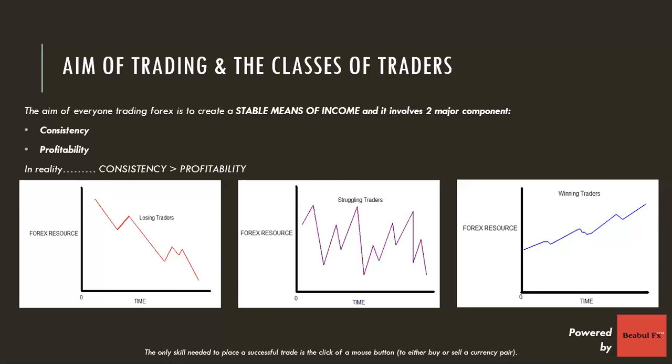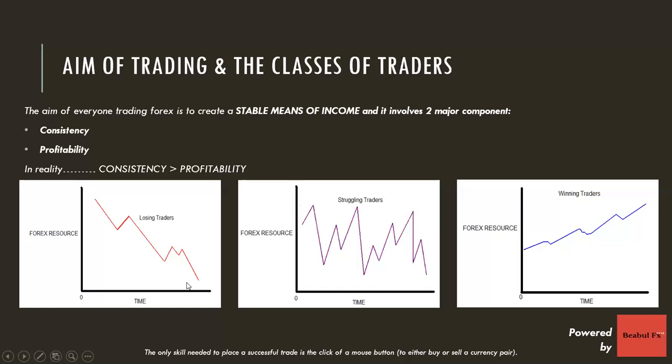We have 3 classes of traders. First, we have the losing traders. These are the traders who really don't know so much about Forex, but they've heard about Forex from motivational speakers and they've gotten so hyped. Then they put some income into it, and immediately they put their income, they almost start making losses immediately. This pullback here represents some period when they make profit, but ultimately their losses are usually bigger than the profits they make.